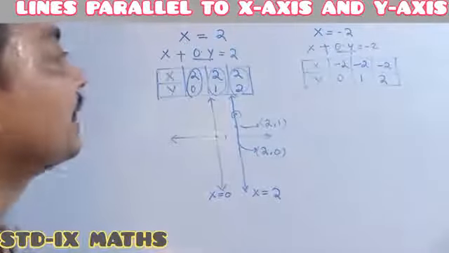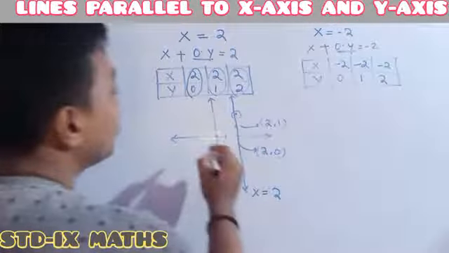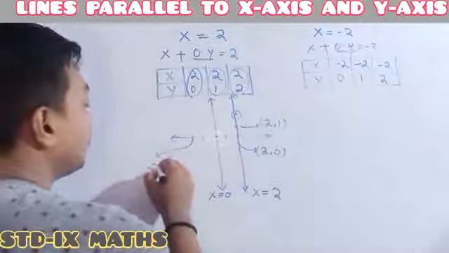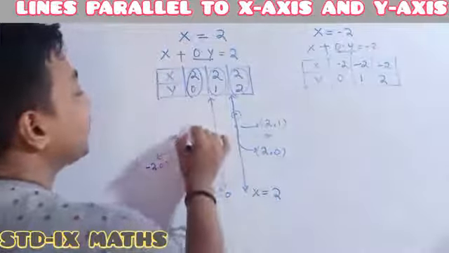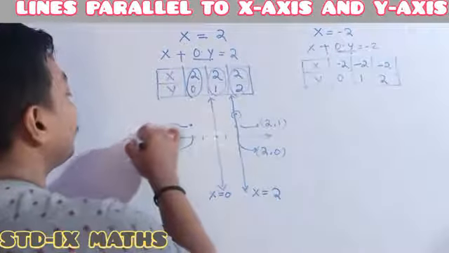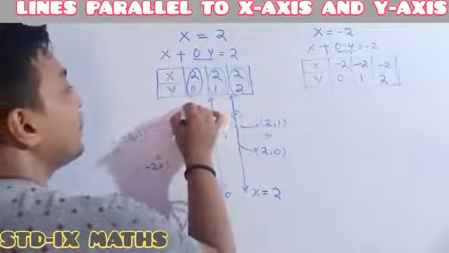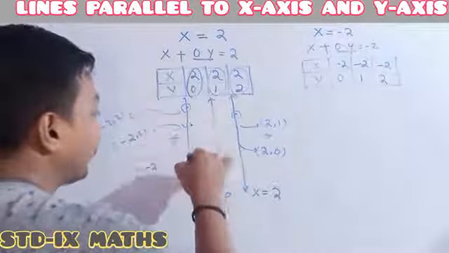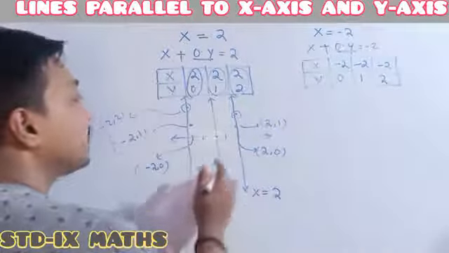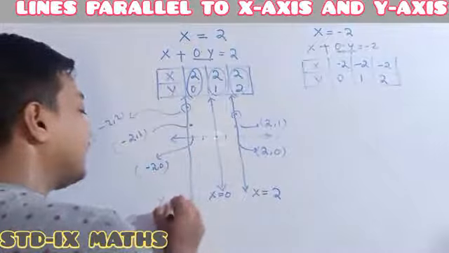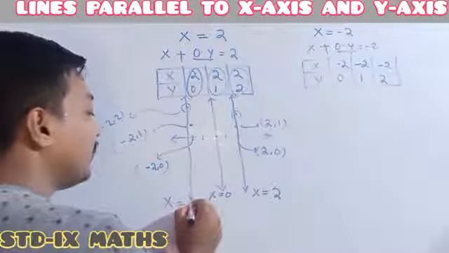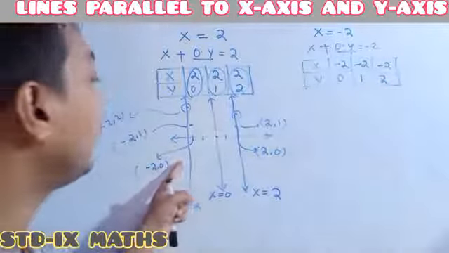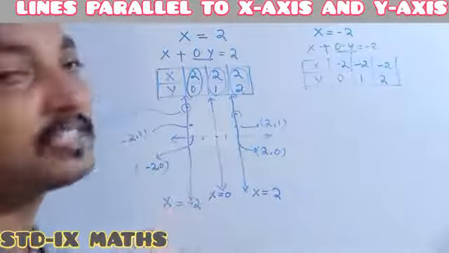So the coordinates are minus 2, 0. Minus 2, 0 means here. Then minus 2, 1 means here. Minus 2, 2 means here. On joining we are getting one of the lines which is parallel to the y-axis, but at a distance of 2 units to the left side. So it represents the graphical representation of the linear equation x is equal to minus 2.